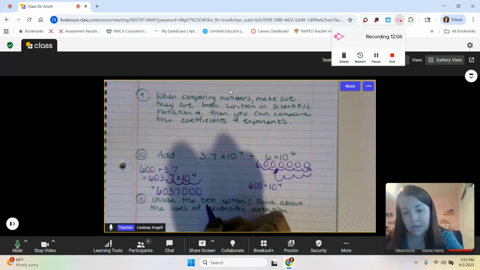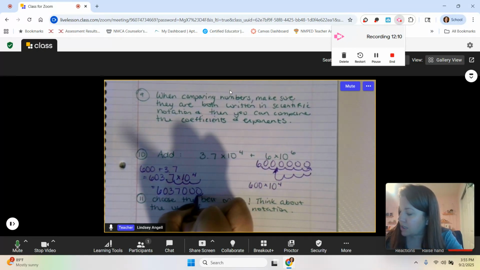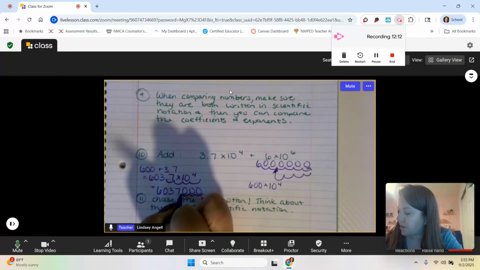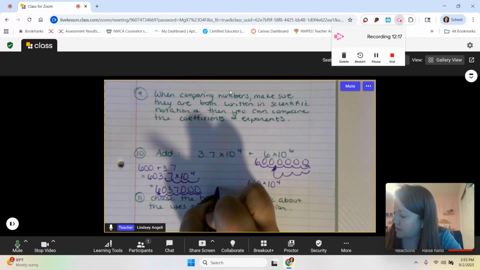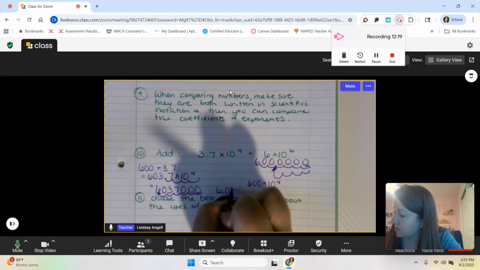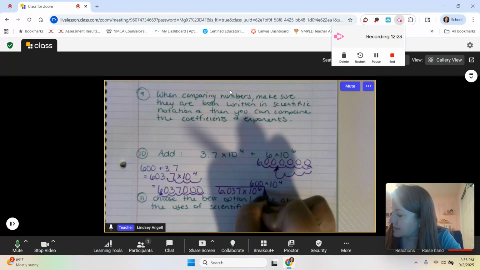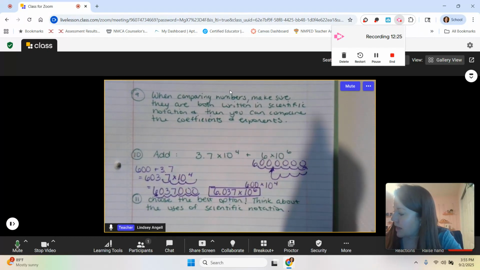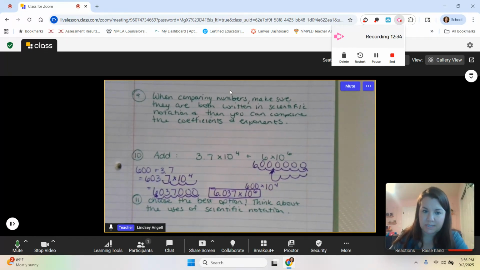Now it's written in standard form, and then I can convert it back into scientific notation. So going 1, 2, 3, 4, 5, 6 over, giving me a final answer of 6.037 times 10 to the 6th. Okay, that will be your final answer. So that's just one method. There are others that are discussed in your lesson, so do whatever one makes the most sense to you.